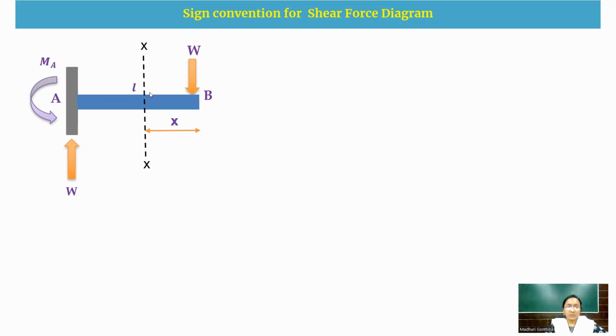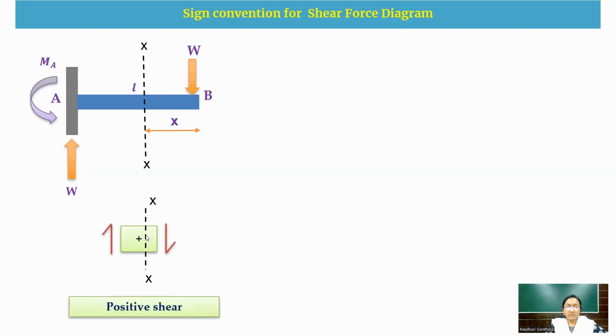Now, if you consider a small segment in this section, when we cut a section at this portion, I have taken a small element here. When we cut a section, if you have an upward arrow towards your left hand side and a downward arrow towards your right hand side, that means the reactions at this section are coming in a clockwise direction. For this clockwise direction, we consider the shear force to be positive. So this one we'll call a positive shear.